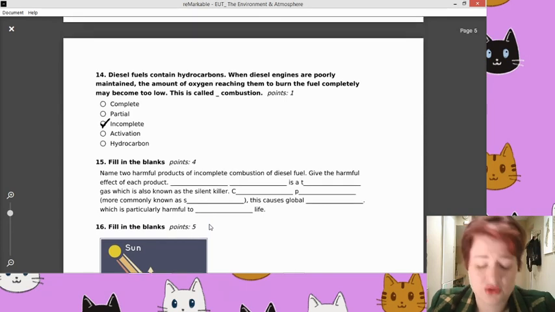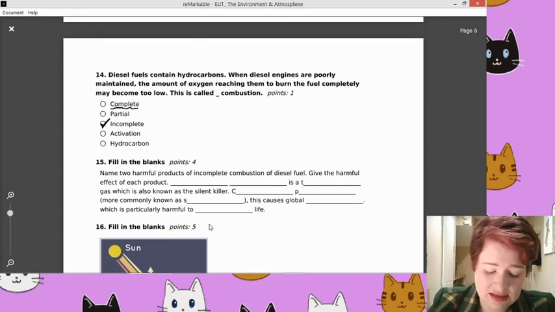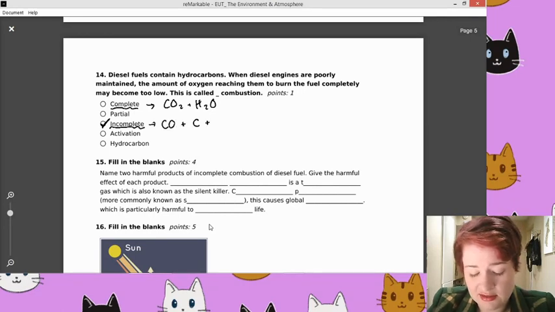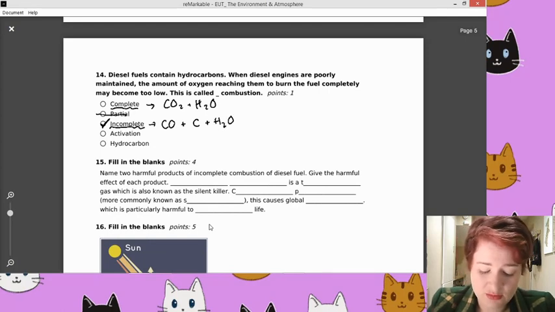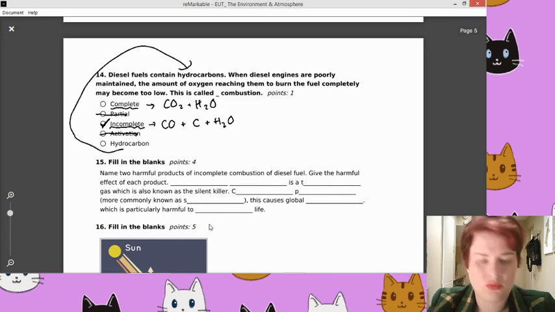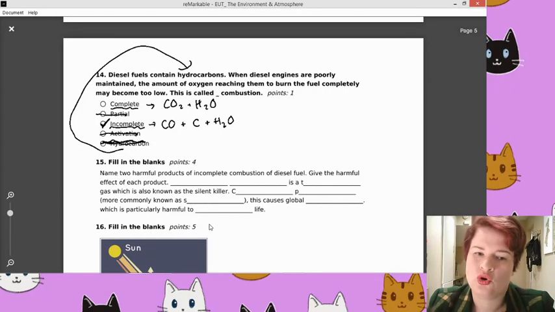Okay, there are two forms of combustion. There's complete combustion and incomplete combustion. Complete combustion just gets you CO2 and H2O. Incomplete combustion gets you carbon monoxide, carbon particulates, i.e., soot, and water. There is no such thing as partial combustion, activation combustion, and hydrocarbon combustion is just fuel burning. So that's just linking back to this here, but that wouldn't be the form of combustion. It's complete or incomplete.